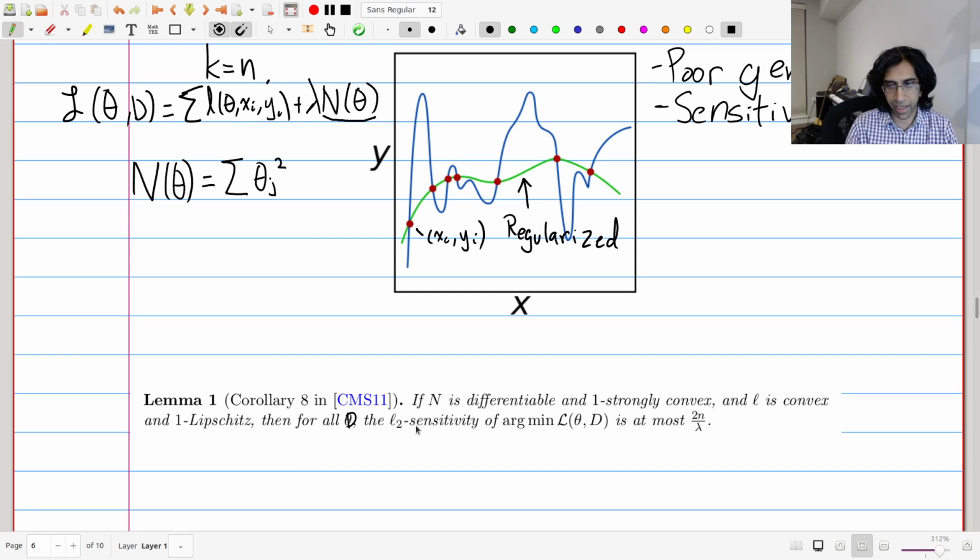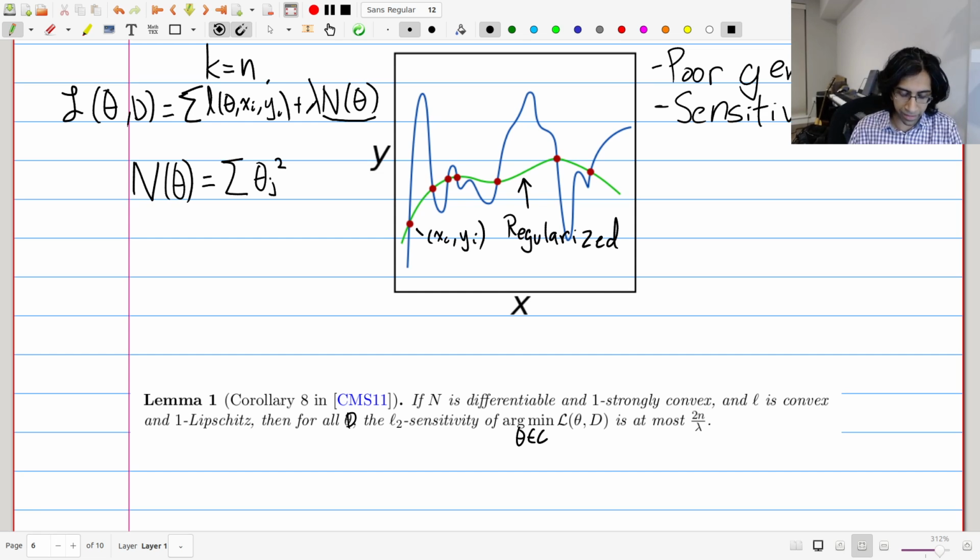But yeah, really we're saying that the L2 sensitivity of this function, which computes the arg min over theta and c, will be at most 2n over lambda. I'm not going to prove this for today. It's not really too hard. You just have to exploit the properties of n and L, and it's a little bit mechanical, a little bit tedious. But if you're interested in the proof, check it out.